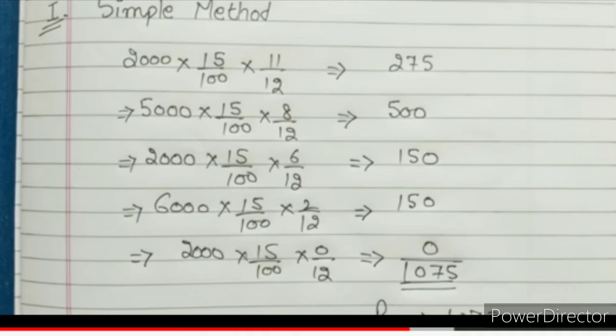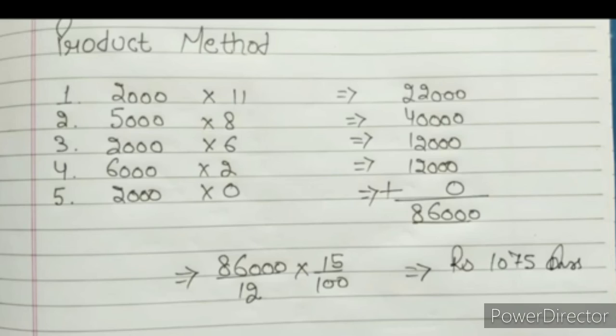Now we have to solve the question in the same way with the product method also. Product method, I already told you, is also a very easy way to calculate the interest on drawings. The only difference in this method is that we have to multiply the amounts that we have calculated.